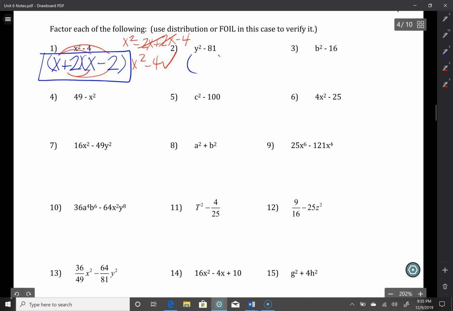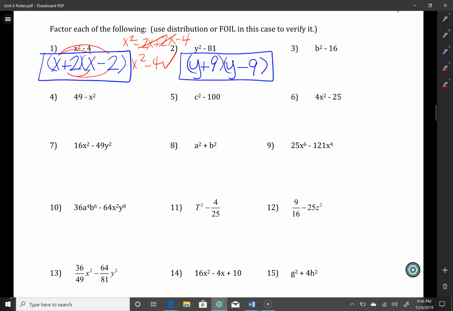I'm going to set my space and do my sets of parentheses. The square root of y squared is going to be y times y is y squared. 9 times 9 is 81. One of your factors gets a plus sign and one of your factors gets a minus sign. Final answer. Hopefully you're thinking, I got this. This is easy.